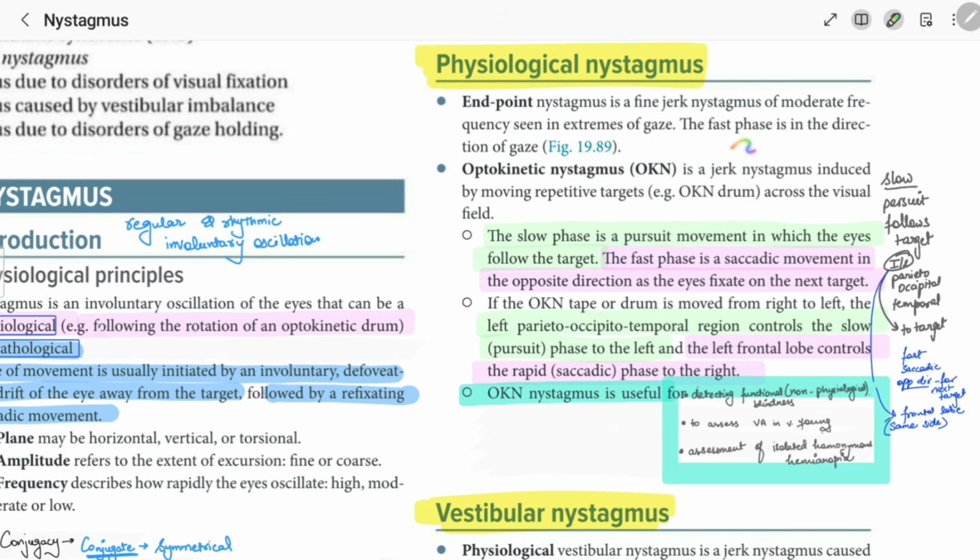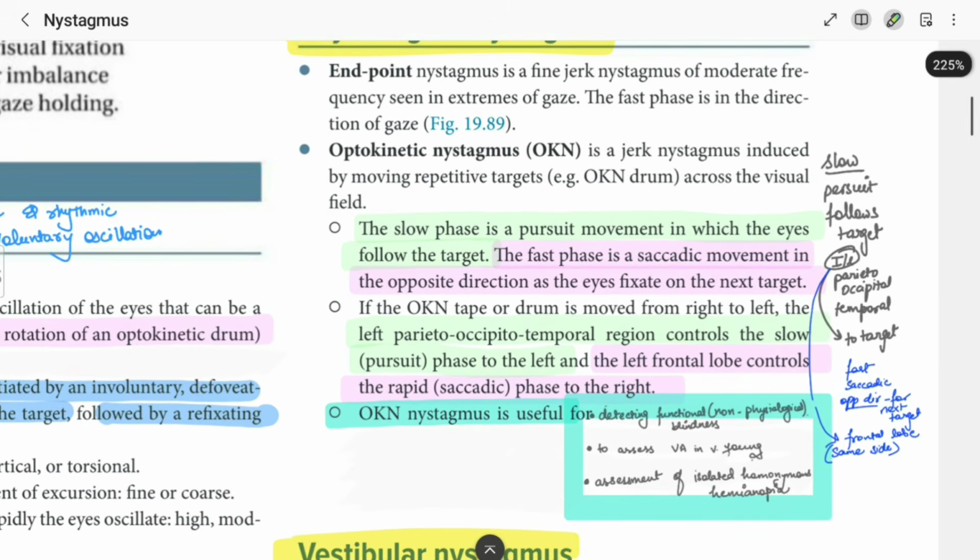And the direction of nystagmus is in the fast phase. So if a person is seeing in left direction, then the fast phase will be also in left direction, and that is we will say that that is the direction of nystagmus. So left gaze, left nystagmus, and left fast phase. This is how we'll put the endpoint nystagmus.